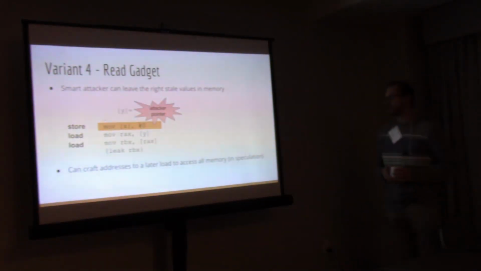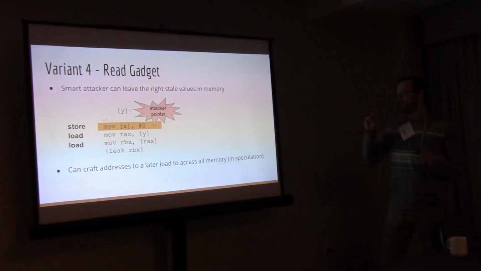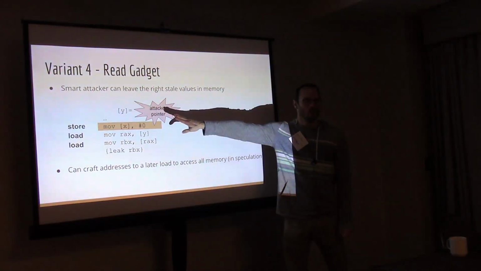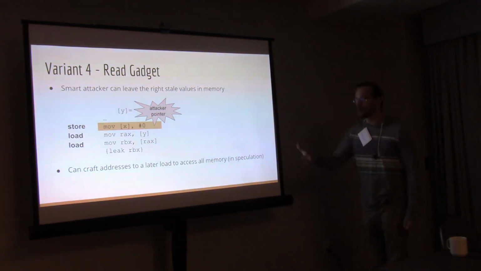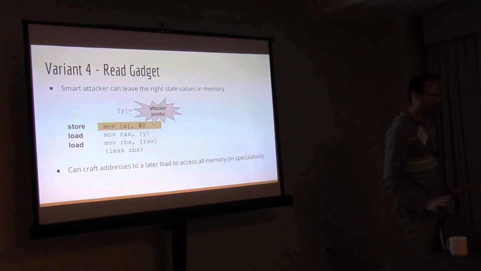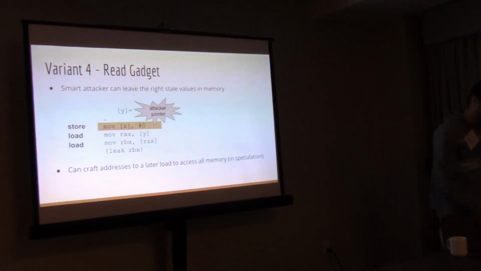So if the attacker knows about this and knows that the CPU is doing this thing, now the smart attacker just puts a pointer that it wants to use where that stale value is going to be, and now they can use this little gadget, which is only 3 instructions, to read anything in memory, and then leak it through speculation. So now you have a gadget to read all of memory, and that's terrible. We don't want that.